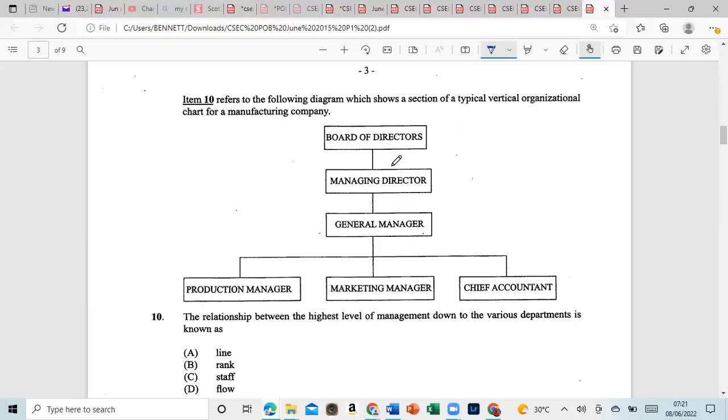Number 10 refers to the following diagram, which shows a section of a typical vertical organizational chart for a manufacturing company. So the board of directors, and it says the relationship between the highest level of the management down to the various departments is known as, is it line, rank, staff, or flow? Now, this one is a little bit tricky. I would say staff. If it was line, it would have been straight, but because these are additional, I would go with staff.